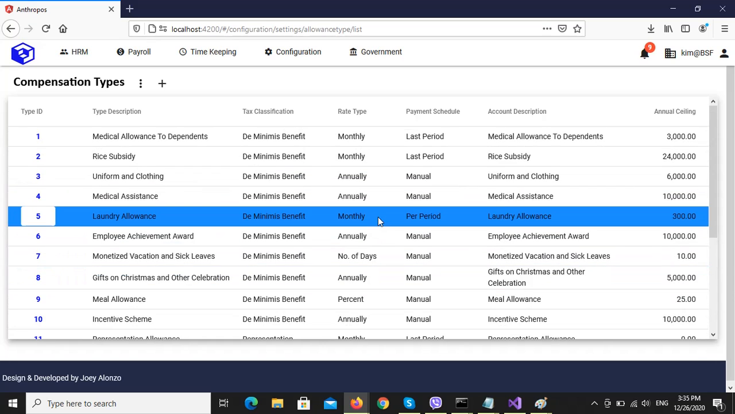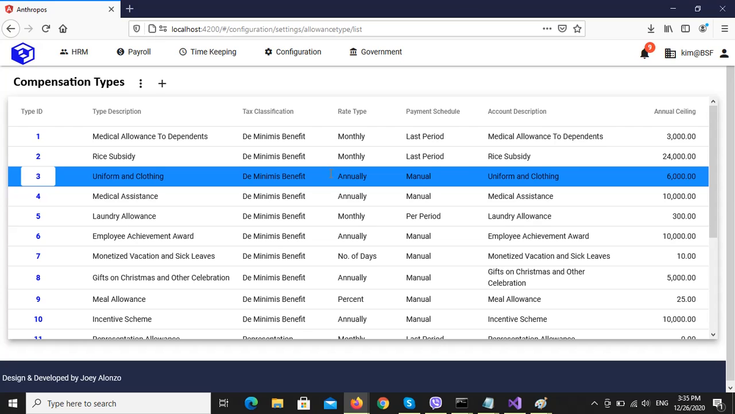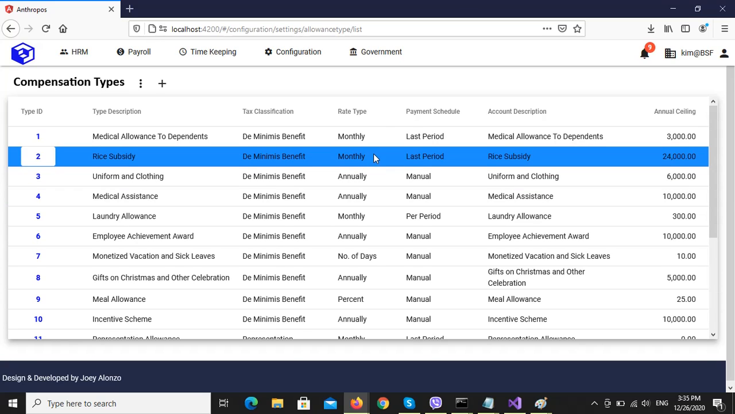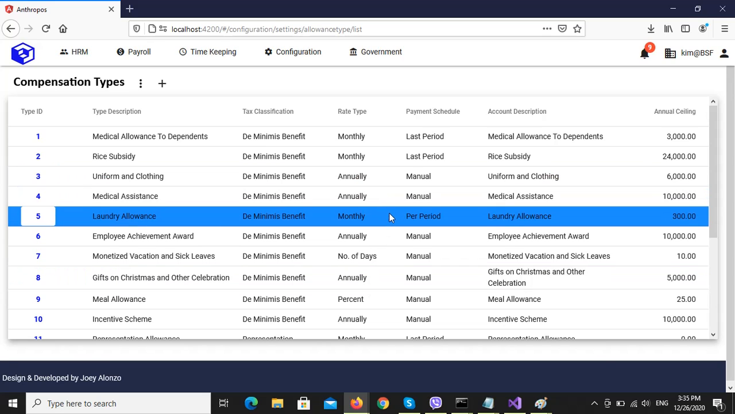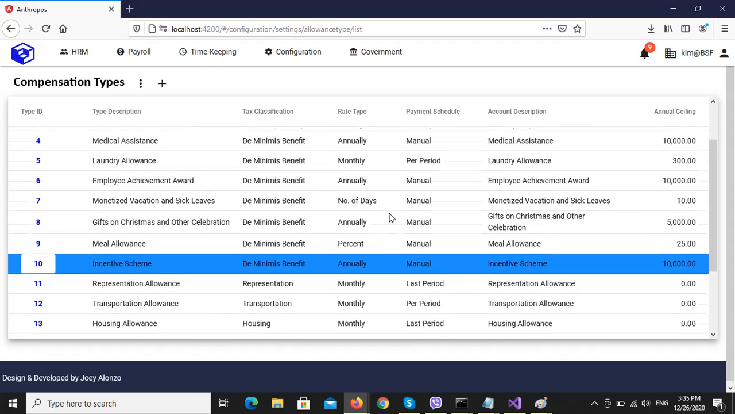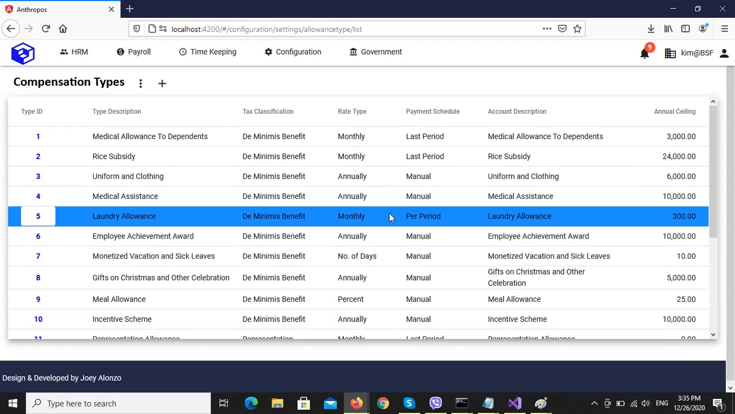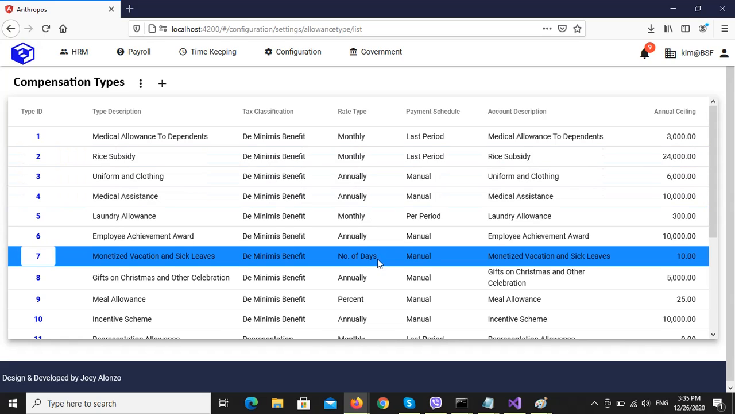Now in payroll, in order for the compensation to be included, it should be either monthly or daily. Those that are annual, number of days, and percent will not be included. They will be entered manually, so they will not be automatically calculated. In order for the compensation to be calculated automatically, it should be monthly or daily.